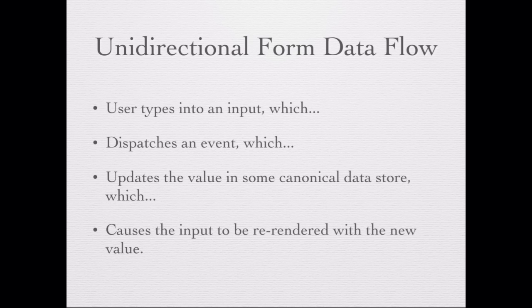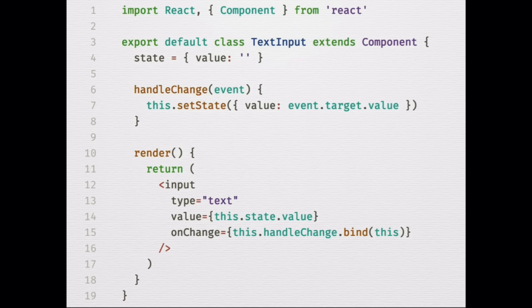So what does this look like with forms? Well, with a form, when your user types into the input, it dispatches an event that has to update the state somewhere, either in setState or in some canonical data store somewhere. And that has to cause the input to re-render with the new value. So here's a simple example of a text input. This is the simplest possible text input you could have using a controlled input component.